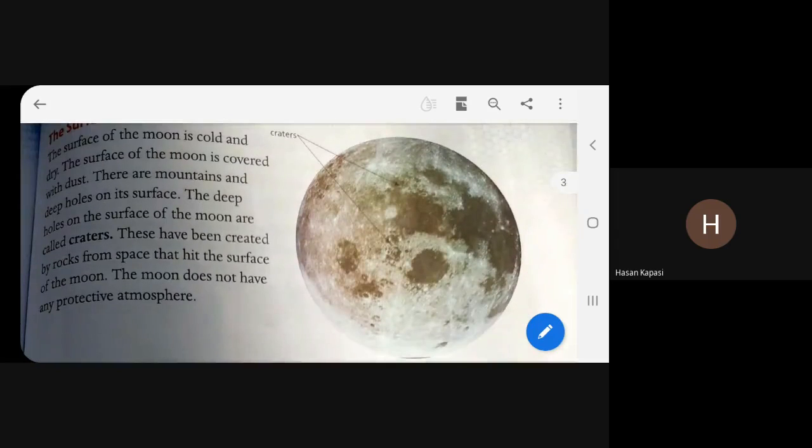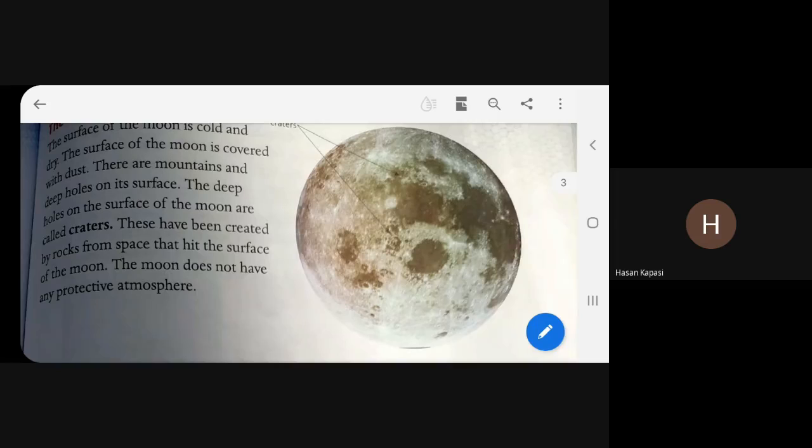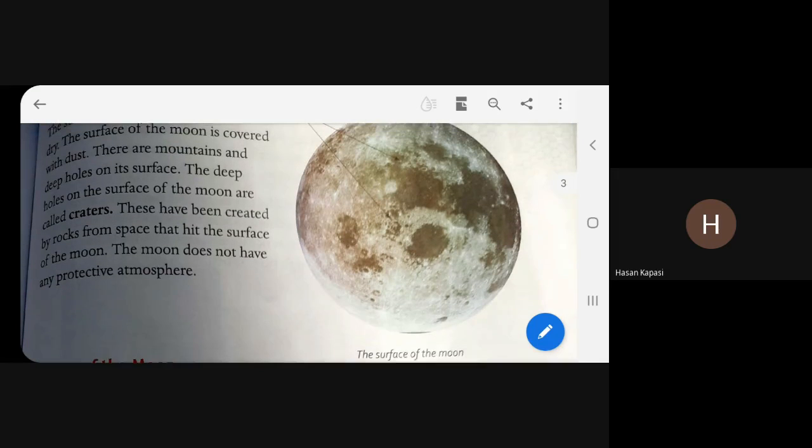Then we learned about the surface of the moon. There is no air or atmosphere there. The surroundings are very cold, and there is lots of dust present. On the mountains, the deep holes found on the moon's surface are known as craters. Yes, beta, on the moon there are mountains and deep holes.